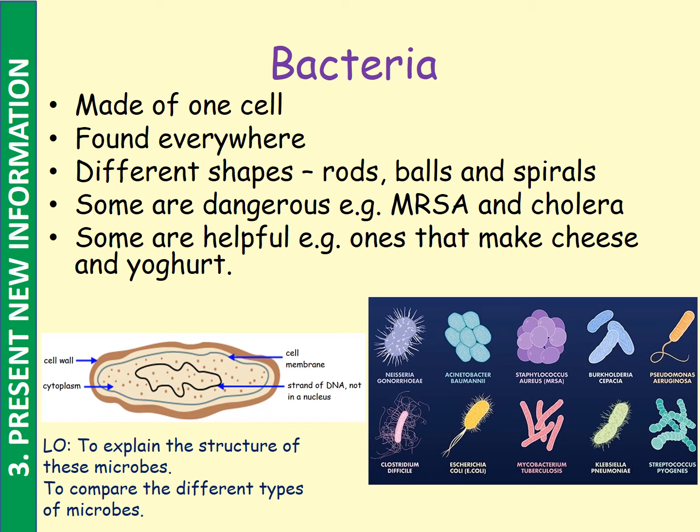If you look at the left-hand picture there, you can see a diagram of a bacteria. You'll notice that it has a cell wall, a cell membrane, very much like a plant cell. It has cytoplasm like most organisms, and it has a strand of DNA which isn't in a nucleus. So most normal cells that are more advanced will have a nucleus, but we're going to look at some cells as well as bacteria that don't have nuclei.